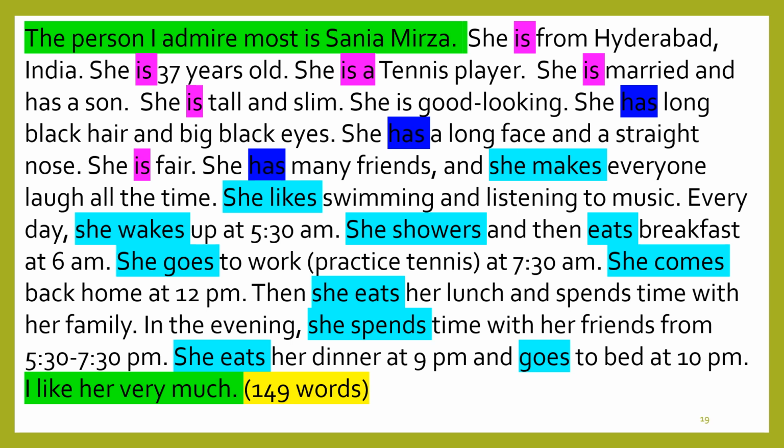Now, likes, instead of saying she like swimming, no, she likes, because with he, she, and it, the verb should be with s. Then she wakes, she showers, eats, goes, comes, spends, all the verbs with s. And altogether it is 149 words. I hope it is clear to you.